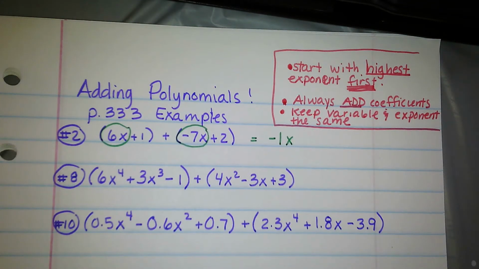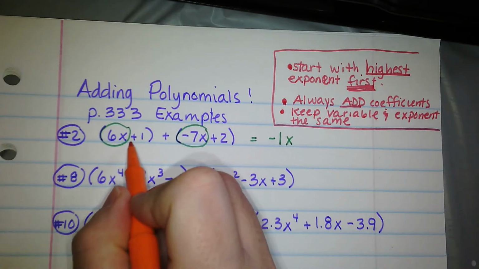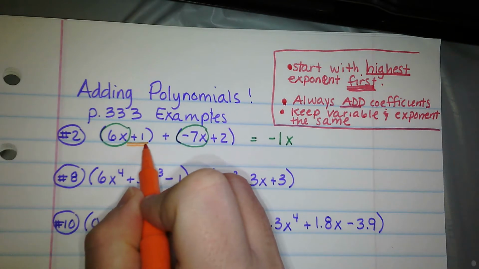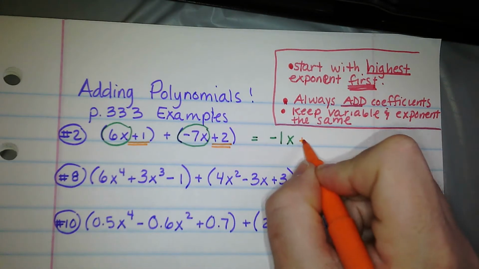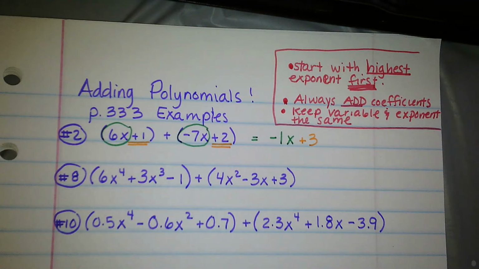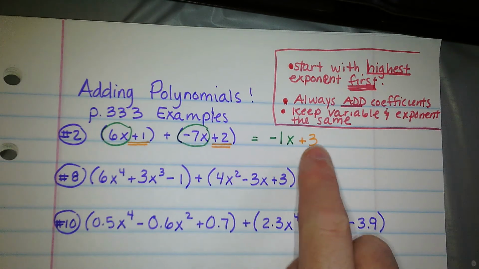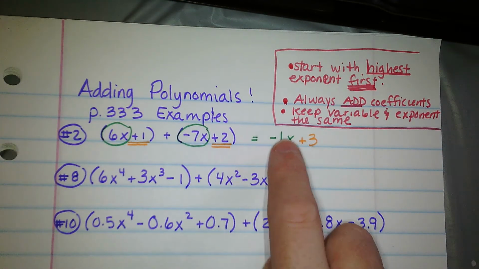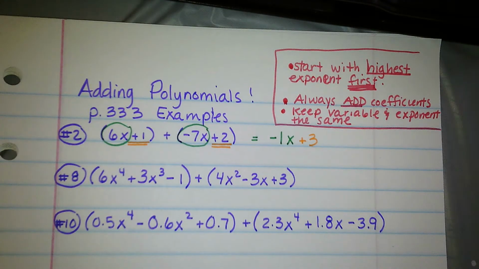Then the next term down from x to the first is x to the 0, which is no x values at all, which are constants. So here I would have 1 plus 2, and that is 3. So my final answer is negative 1x plus 3. And that's how you would leave it. And notice I did them in different colors so that you could see exactly where they came from. You don't have to do that on your homework. It's just a helpful suggestion.